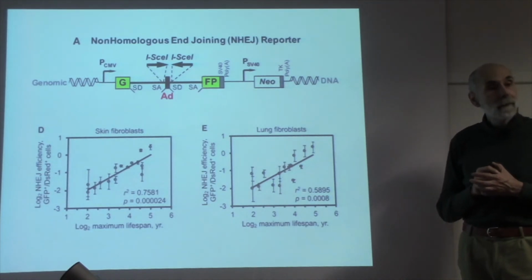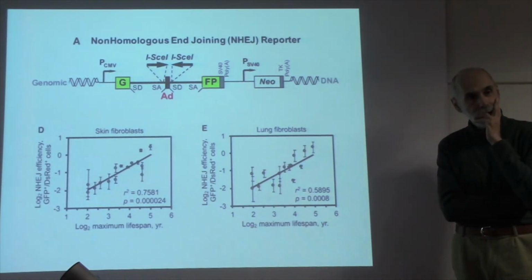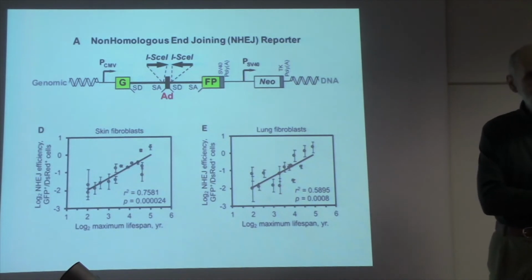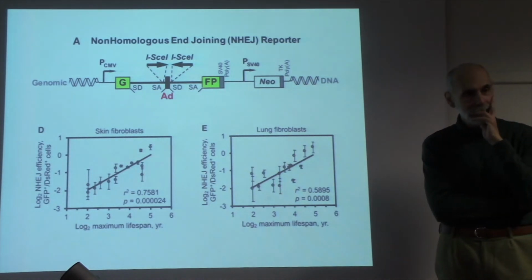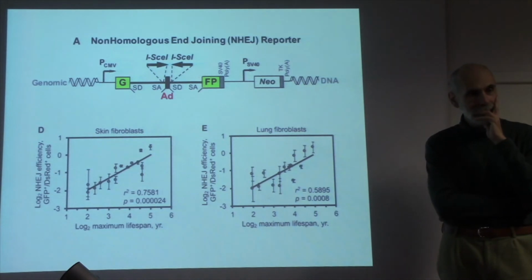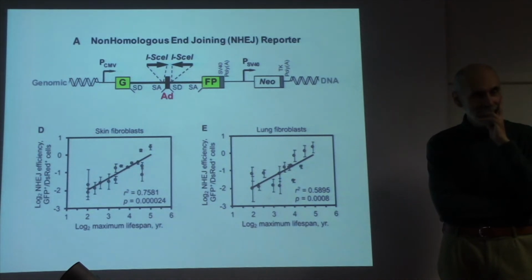Yeah? I'm having a thought, but couldn't it be the correlation that species that live less don't need a well-refined DNA repair system because they will not accumulate that much error in that lifespan?